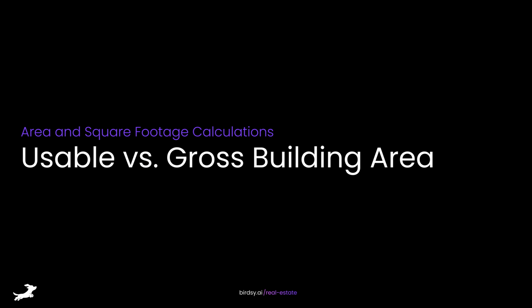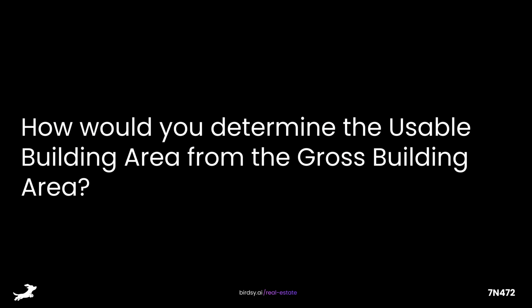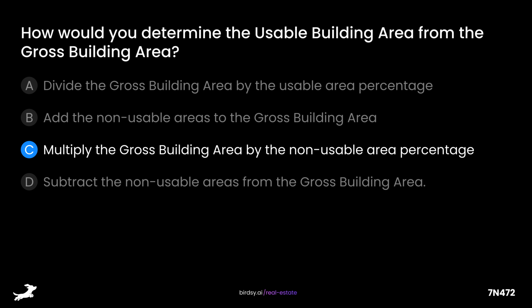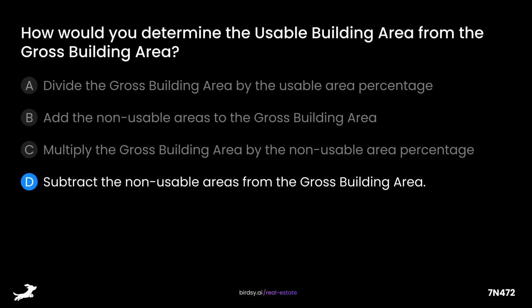Usable gross building area. How would you determine the usable building area from the gross building area? Is it A, divide the gross building area by the usable area percentage, B, add the non-usable areas to the gross building area, C, multiply the gross building area by the non-usable area percentage, or D, subtract the non-usable areas from the gross building area? The answer is D, subtract the non-usable areas from the gross building area.